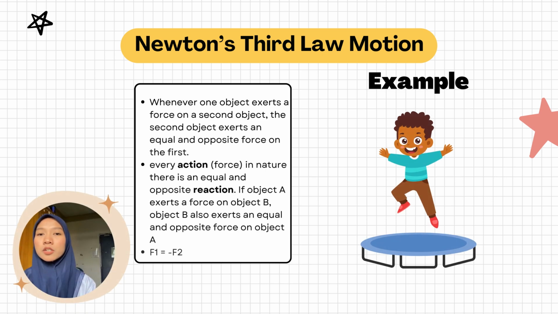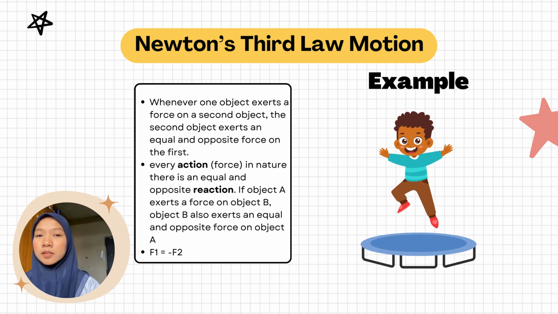Newton's third law of motion means whenever one object exerts a force on a second object, the second object exerts an equal and opposite force on the first. For every action force in nature, there is an equal and opposite reaction. If object A exerts a force on object B, object B also exerts an equal and opposite force on object A. In other words, F1 equals negative F2.